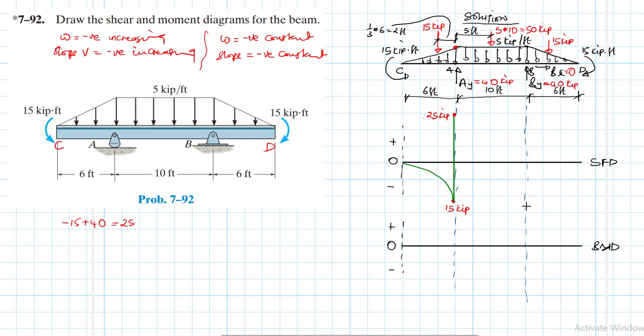All right. Therefore, the slope, we expect it to have a negative constant value, right? So let's find the value at the far end there. This is 25. So we have positive 25, minus 5, 5 kips per feet.